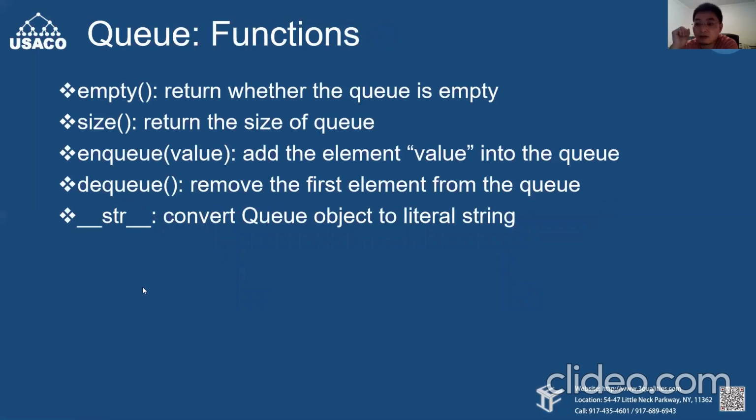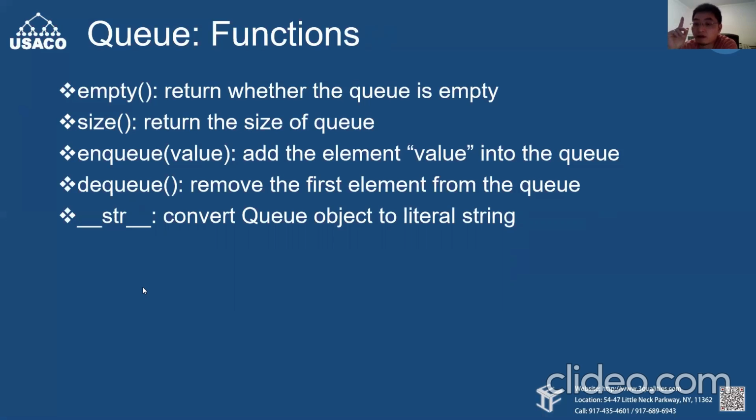Regarding the functions, similar to what we have in the stack, we also have an empty function, which returns whether the queue is empty or not. The return type is true or false. We have a size function, returning the size of the queue. I also need a size property in my queue class.